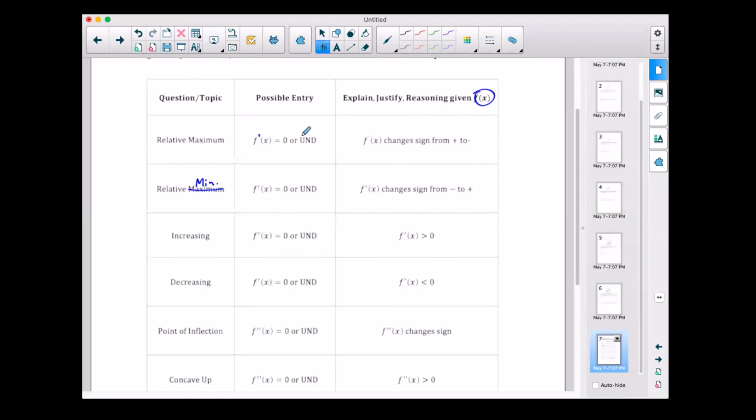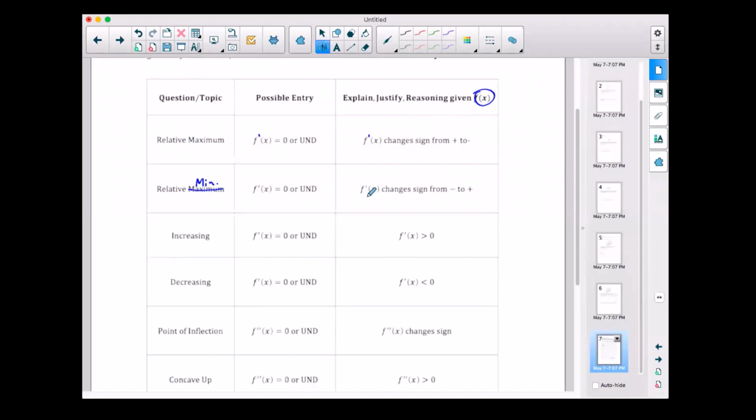And that doesn't make it a relative maximum, but it gives me a starting point. And then once I have those possible points, those critical points, then I look for places where that f prime value changes sign from positive to negative. If that happens, then I know it's a relative maximum.